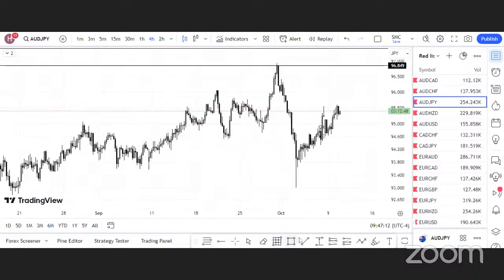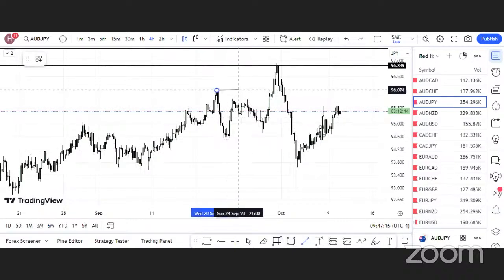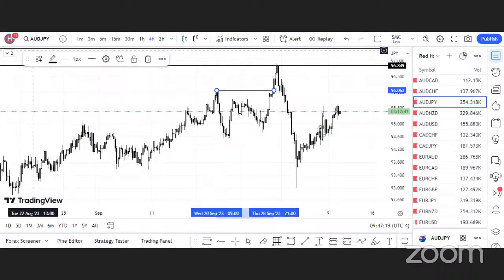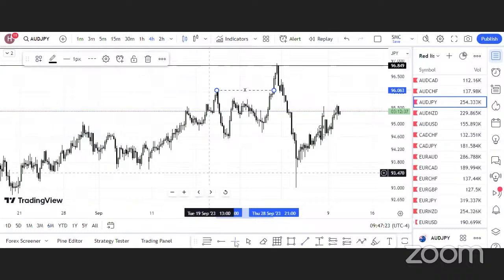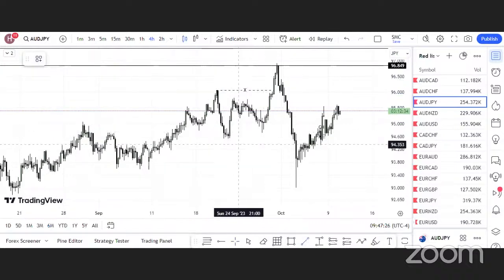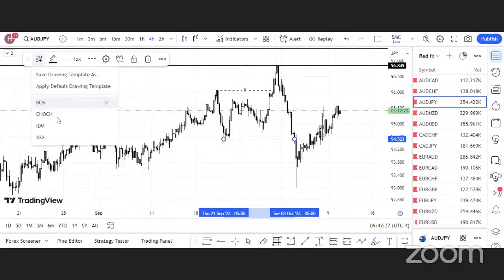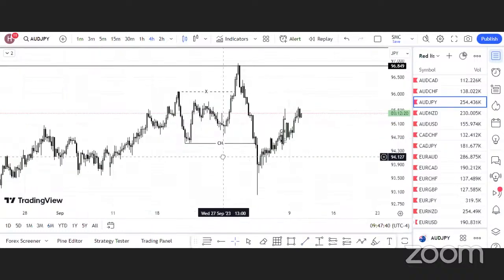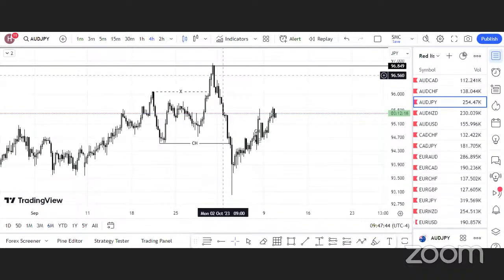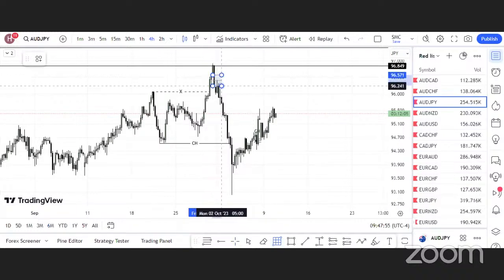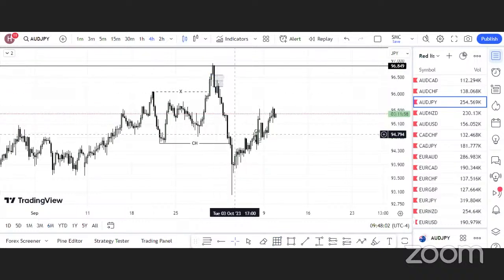And after touching this fair value gap, what happened? You see, this is the 4 hour time frame. We have liquidity. That's liquidity. We have change of character. And then now the market is heading to the upside to make a retest. So this fair value gap was filled. You see, it was filled with this candle, and then the market just starts coming to the downside.